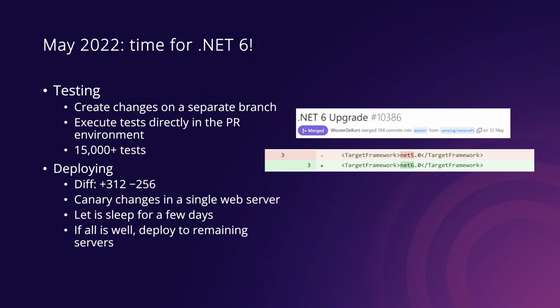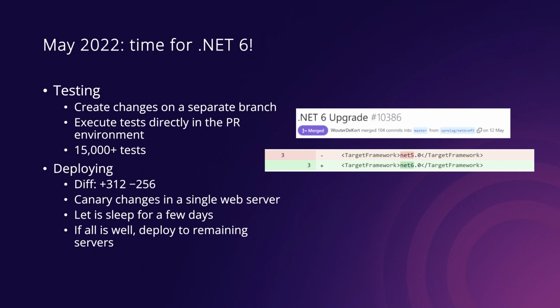Some tests broke and we had to figure out what was going on, but it wasn't that hard and it wasn't that tricky at all. In the end, on May 12th, that's when we finally merged the .NET 6 upgrade, once we could see that all the tests were executing and running successfully. Deployment was also interesting. So I added some numbers here regarding what it took to make that migration, right?